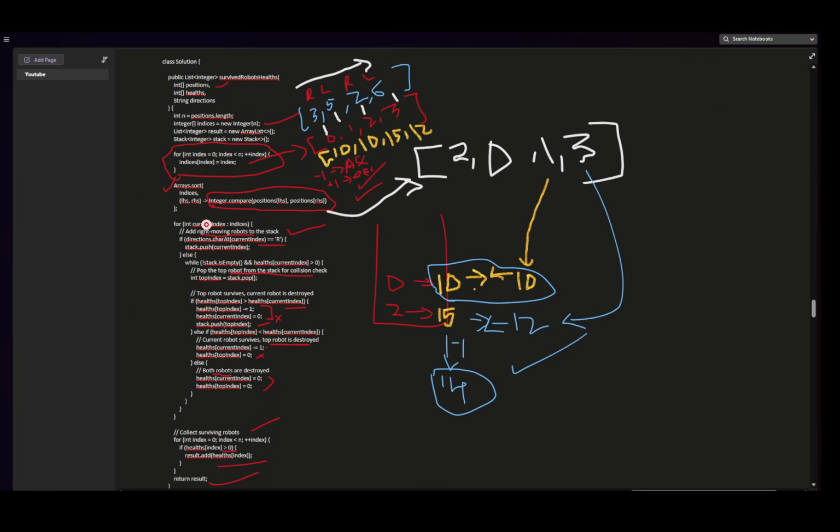The time complexity is linear, since in the worst case it will run only twice: once for the current iteration and once for the second iteration. So it is 2 times n, not n squared. The space complexity is order of n, because we are storing additional auxiliary space for the indexes and the stack for directions, everything.